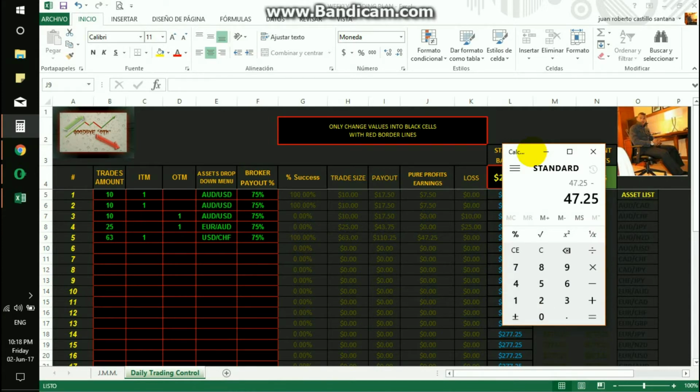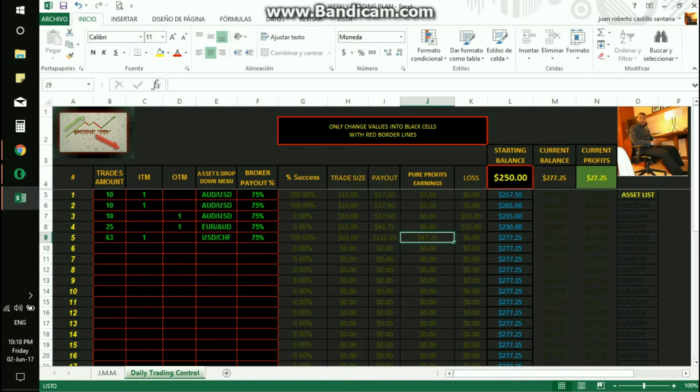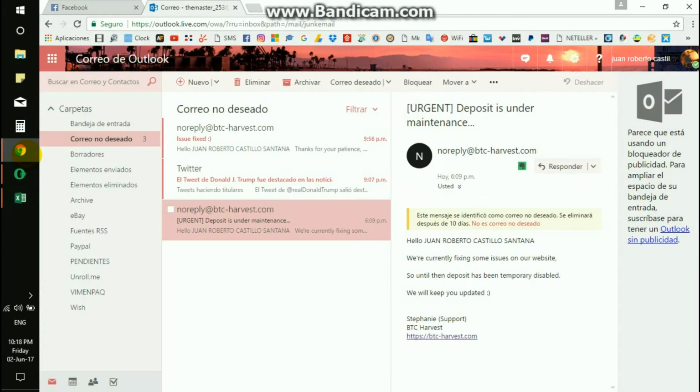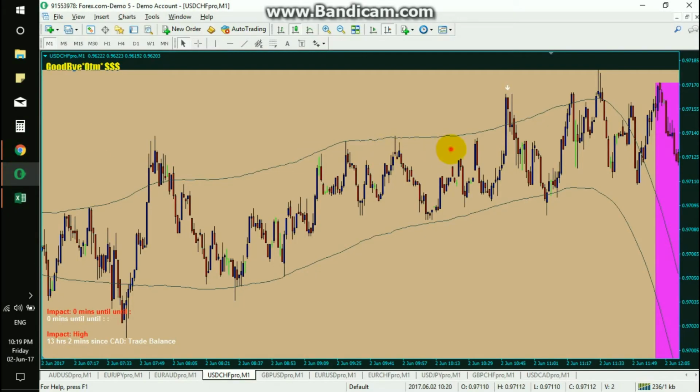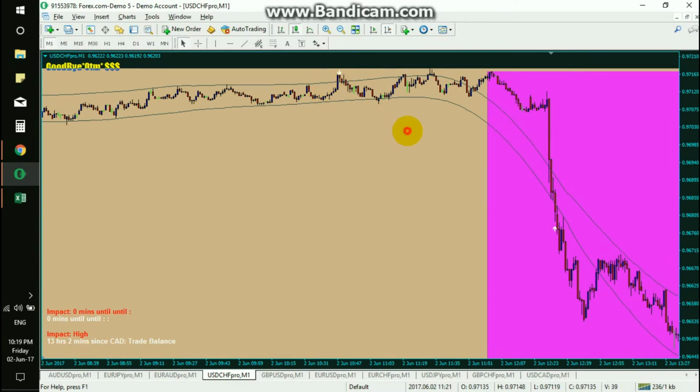47.25 minus the $35 loss that you had, you have $12 above your initial investment. So I mean, of your previous losses. So it's still in profit. And then we go back to the $10 minimum trade. This is how we trade. And then yeah, that was our winning trade over there.